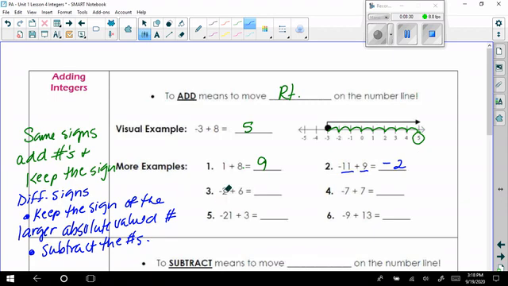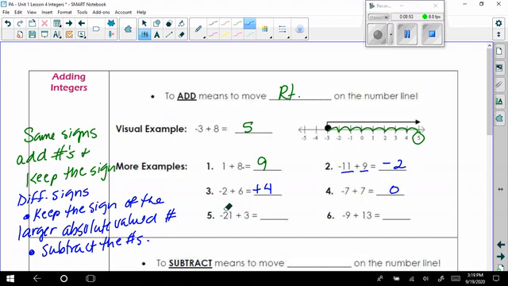Number 3, I've got a negative on the 2 and a positive on the 6. The 6 is a higher absolute valued number, so it's positive. And the difference between 6 and 2 is 4. So different signs, find the difference. The difference between a 7 and a 7 is 0. And the sign, they're the exact same, so there's no sign on a 0.